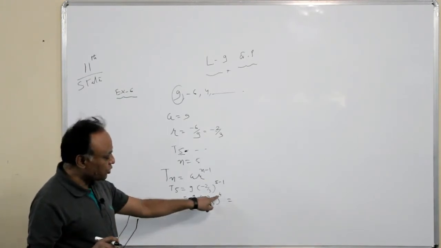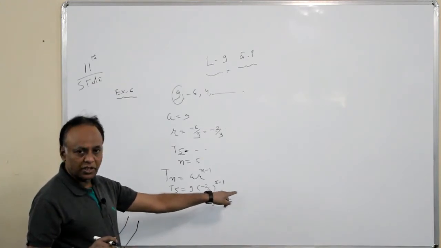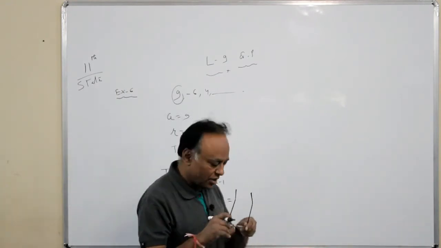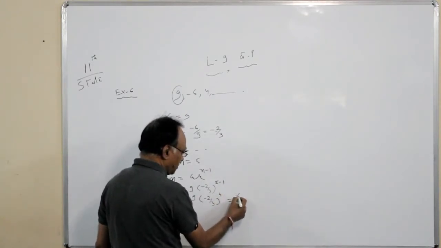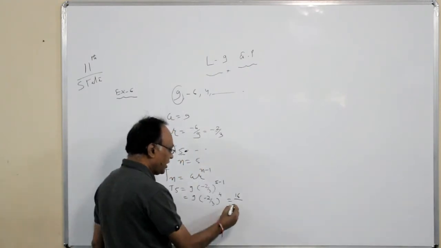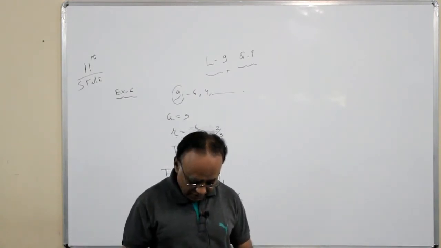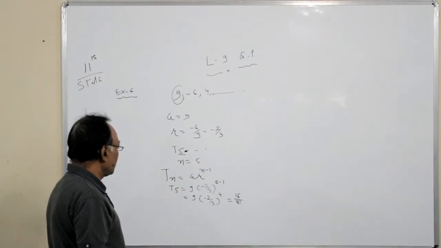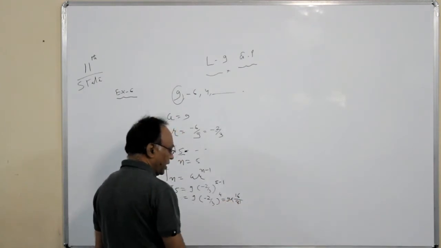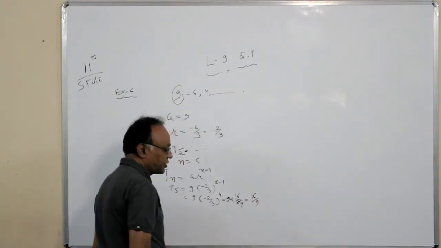So, raised to 4 means minus 2 upon 3 multiplied four times. 2 raised to 4: 2 2s are 4, 2 4s are 8, 2 8s are 16. It is positive 16. 3 3s are 9, 3 9s are 27, 3 27s are 81, so 16 upon 81. Now 9 into 16 upon 81, 9 9s are 81, so the answer is 16 upon 9.